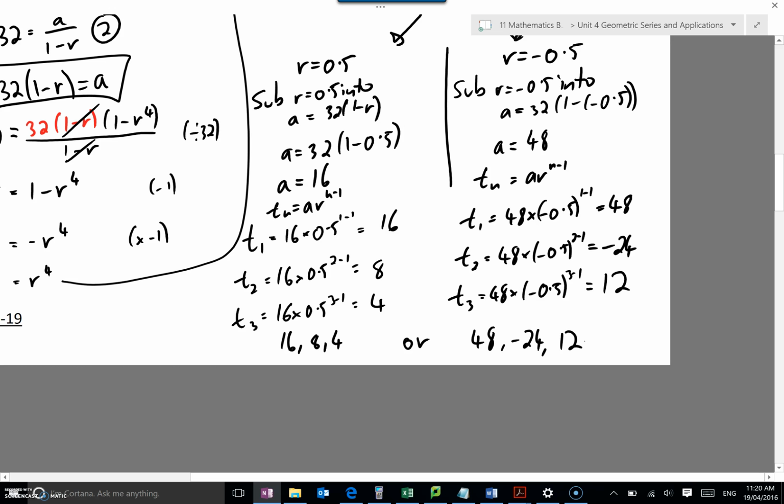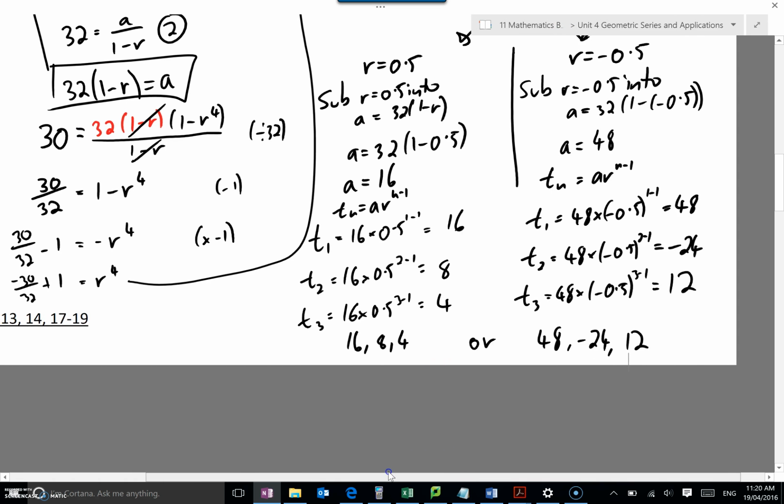So you're going to be really solid at your simultaneous equations, and just have a go at these problems.